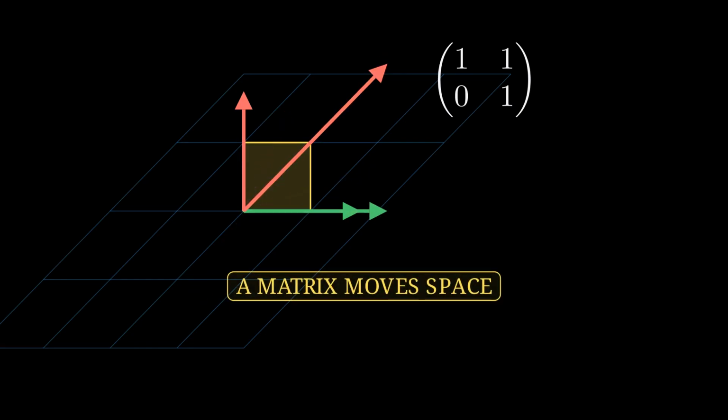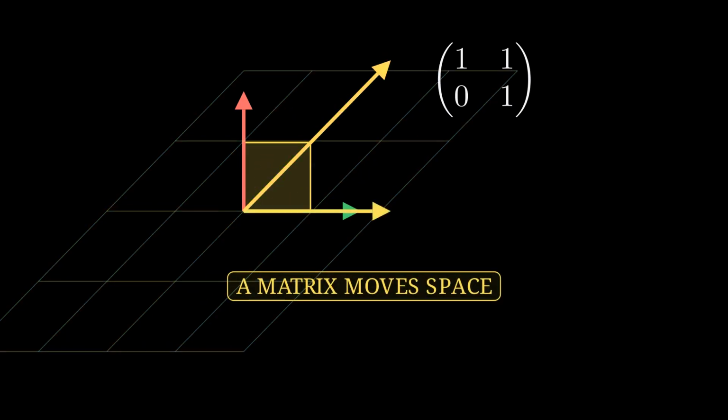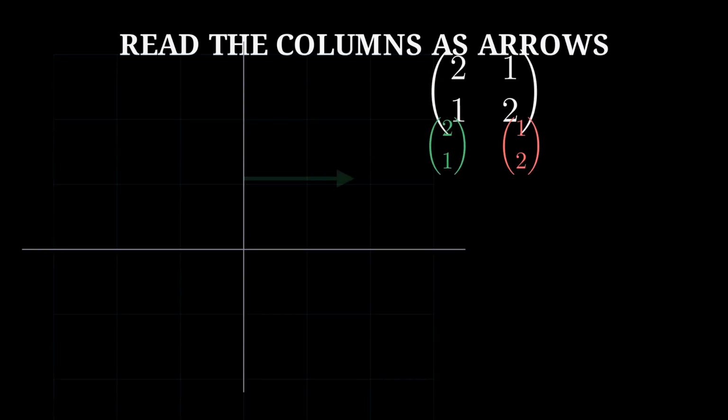So forget the table for a moment. A matrix is a rule for moving space. Here is the trick that turns the symbols back into a picture. Read the first column as an arrow. For this matrix, the first column sends the horizontal basis direction to 2 steps right and 1 step up.